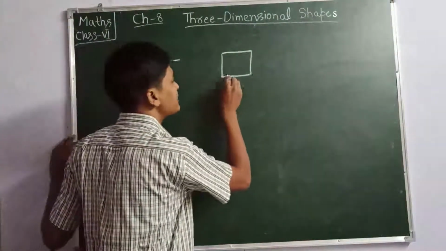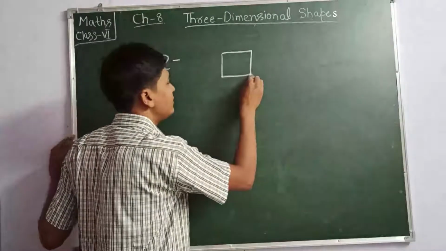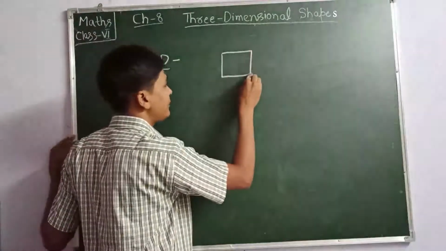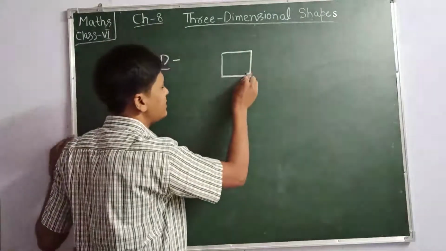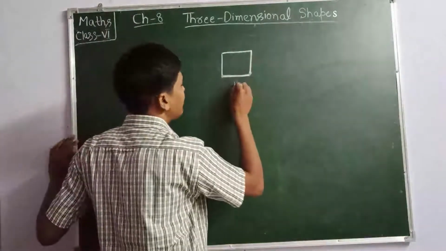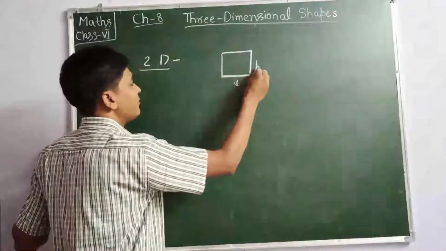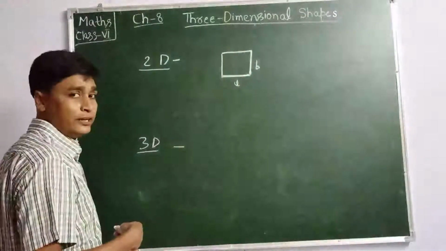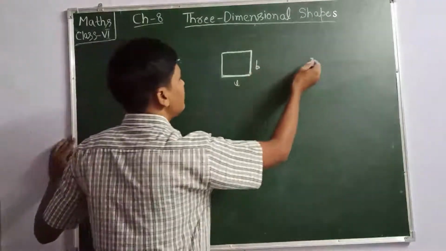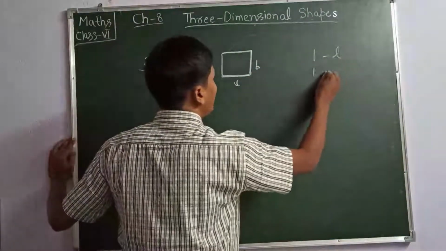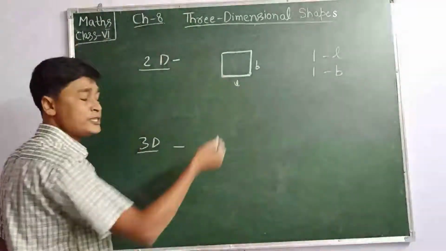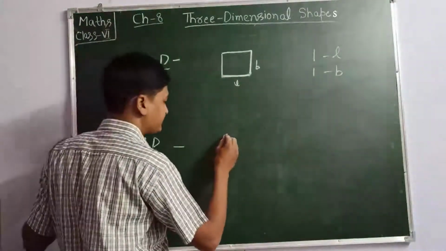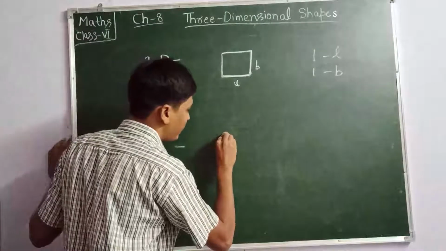It has two things. You know that all sides are equal. One is length and one is breadth. You can measure anything, both will be equal over here. So when we give height to this square, what figure will it form?